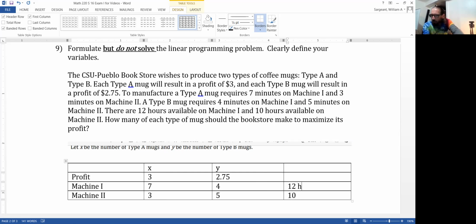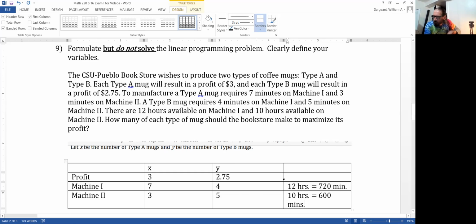Notice those are in hours where the rest are in minutes. So if I were to convert everything to minutes, instead of having a mess of trying to convert these things in minutes over to hours, 12 hours times 60 is 720 minutes. And 10 hours times 60 minutes per hour would give me 600 minutes.